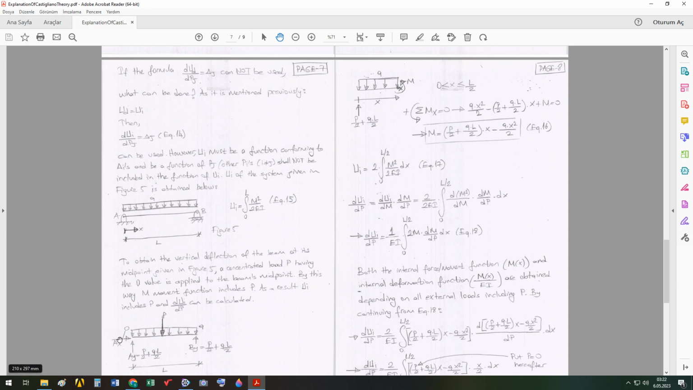Reaction forces: this reaction force is 0 because of the symmetry. Vertical reaction forces equal 1/2 of the total vertical load. If I make a cut from here, and point x is anywhere between this point and this point, so x is between 0 and L over 2.